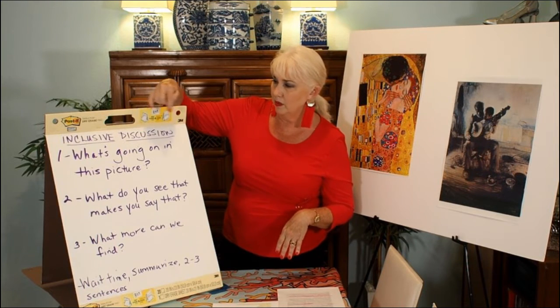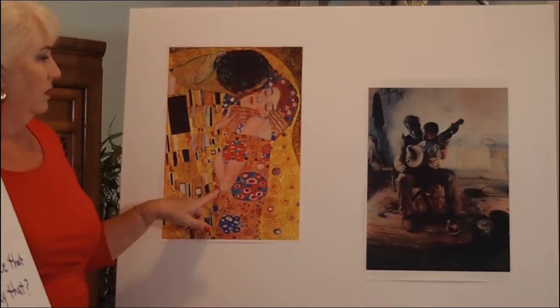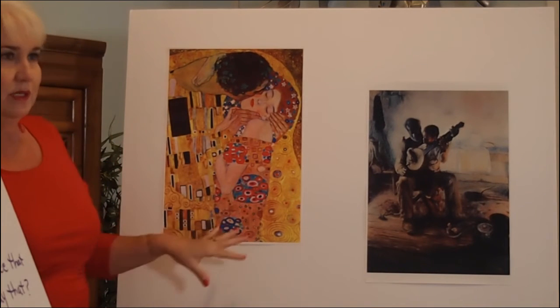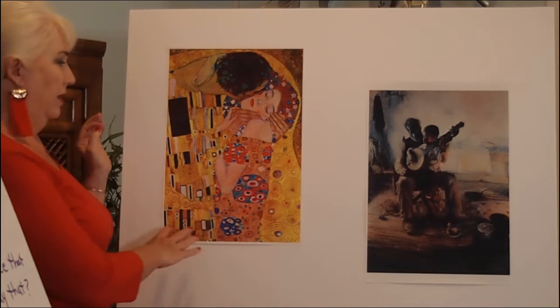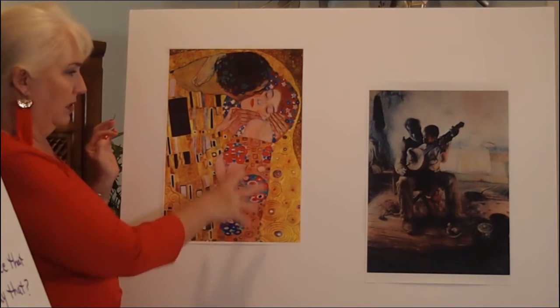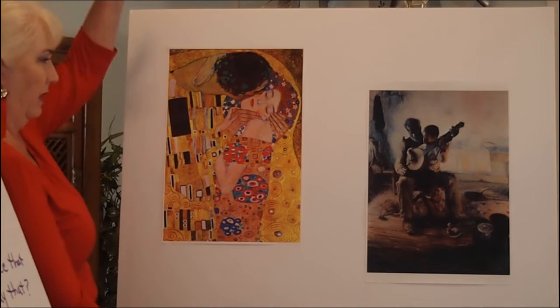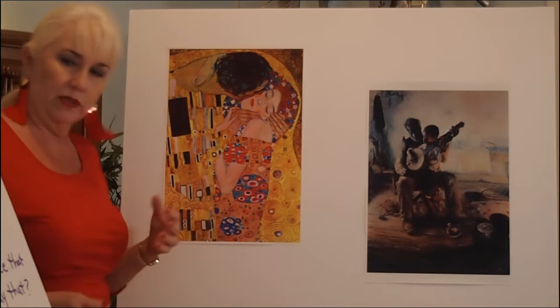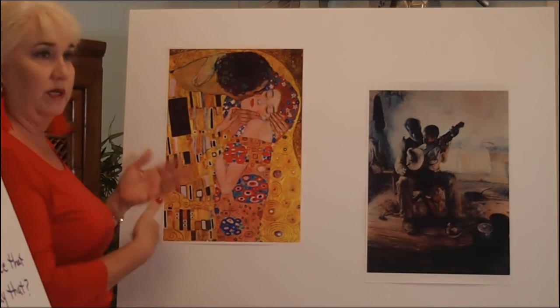So the first one is, what's going on in this picture? And so, this is the first one, The Kiss. What's going on in this picture? And it loses a little something as a poster because this painter used a lot of metallic leaf, like gold and silver leaf. And I've actually seen the original. It's quite grand. It's a big painting and very, very beautiful. So you open that up, what's going on in this picture, and students will start to give you their feedback.